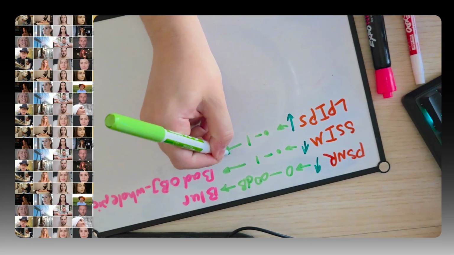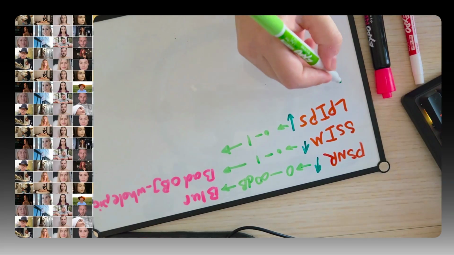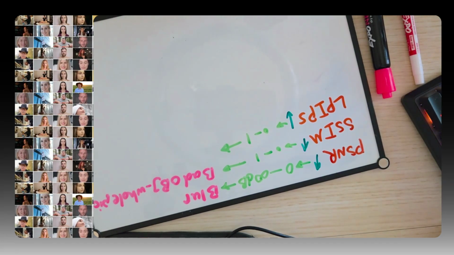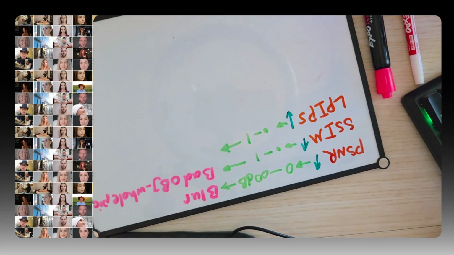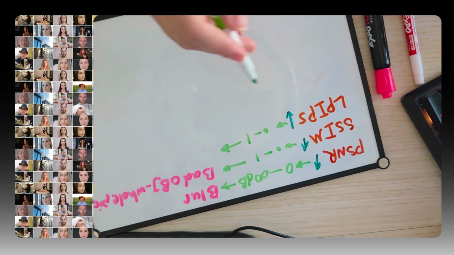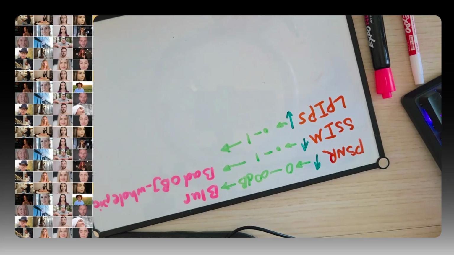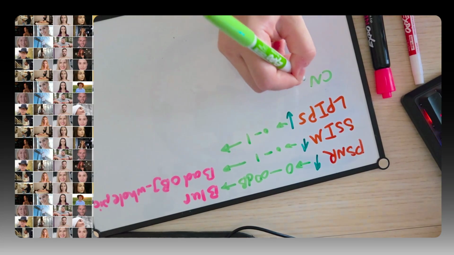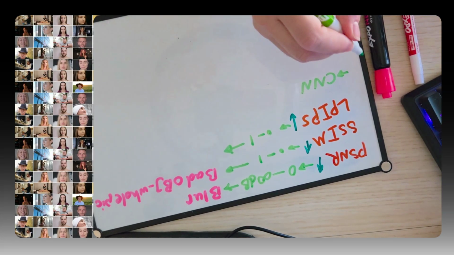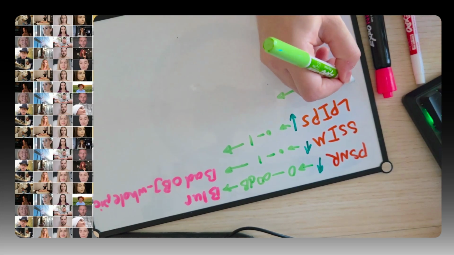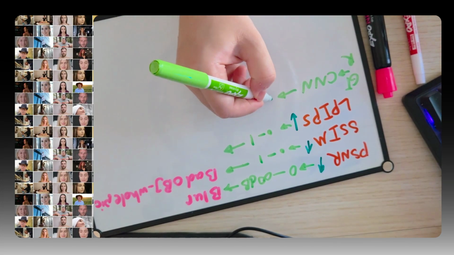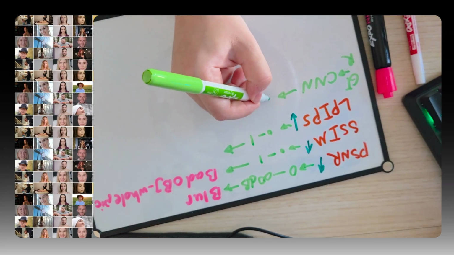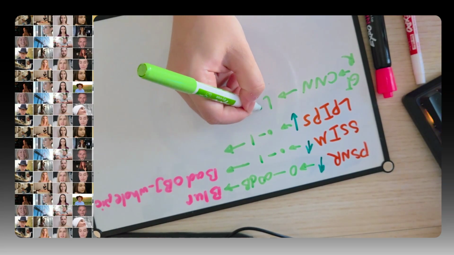So LPIPS. We created LPIPS in 2018, and the idea was, what if we use machines? What if we use deep learning to allow AI to decide how close two images are? So we use CNNs. We give our ground truth and our reconstruction to a bunch of CNNs, and the CNN decides how close these two are. So it gives us LPIPS.